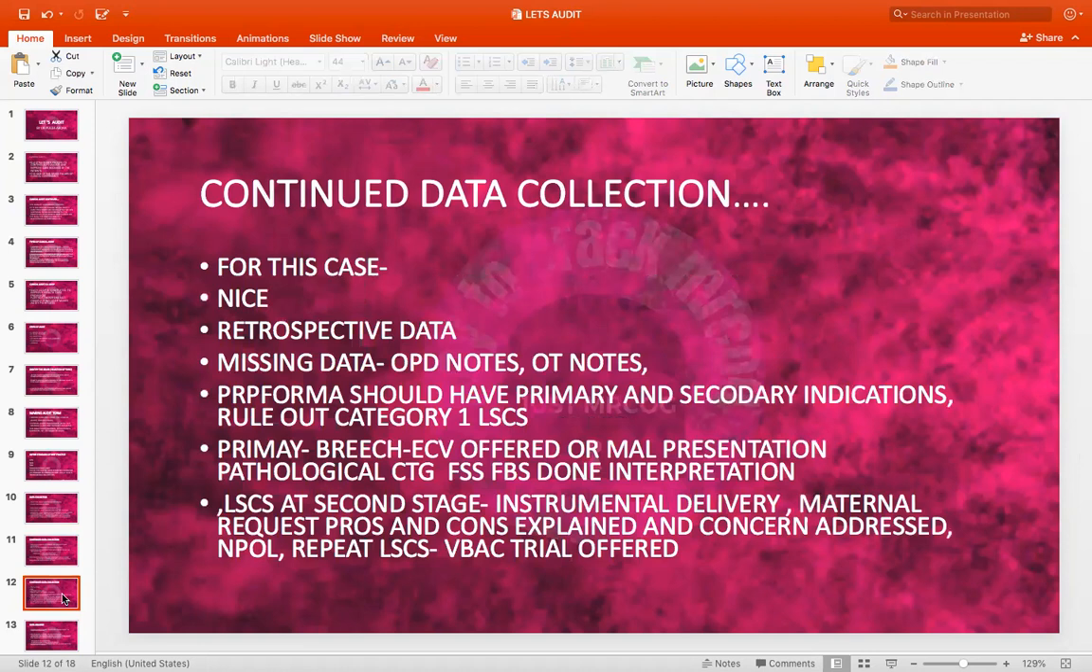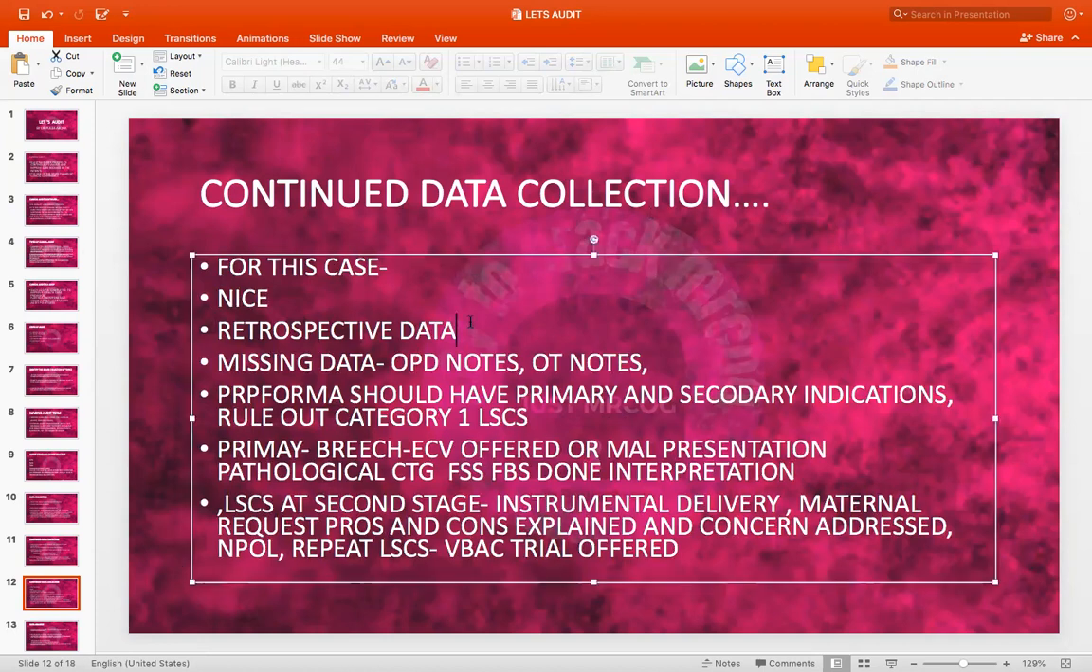Now, again, we are continuing with the data collection for this case. Now I'm talking about this case, that cesarean section has increased. How will we do the data collection and what all are we going to say? Our standard practice is the NICE guideline, which is showing 21 to 26% and 10% operative delivery, and we have to try to reach close to this data. We will go for the retrospective data.